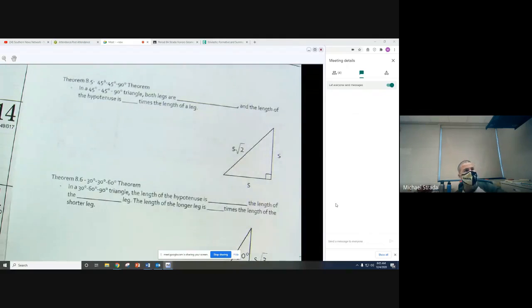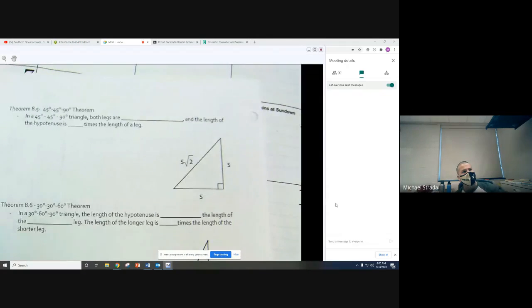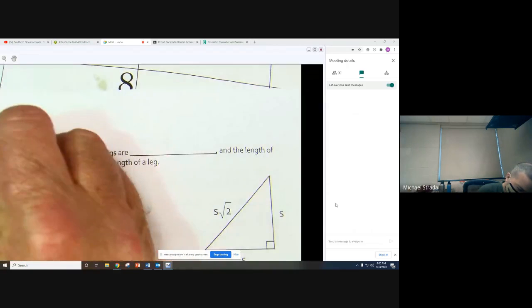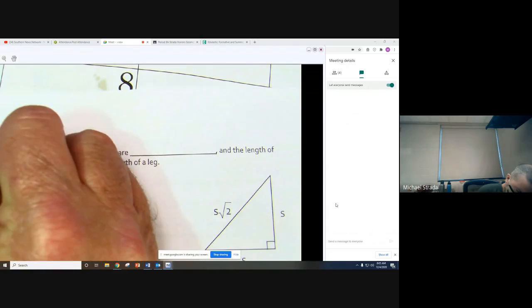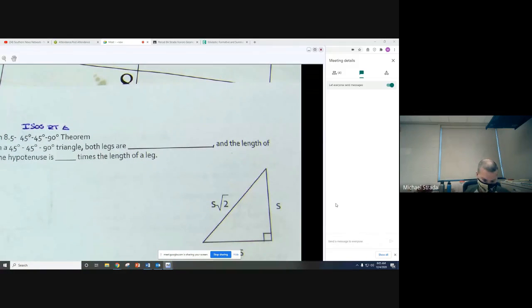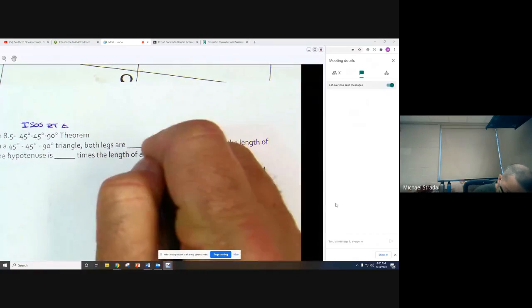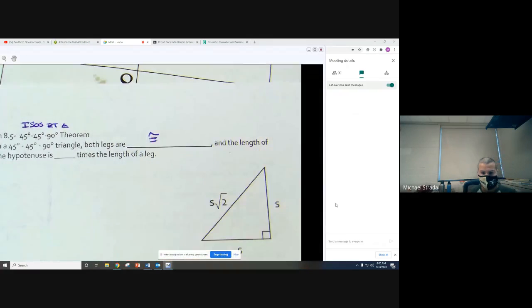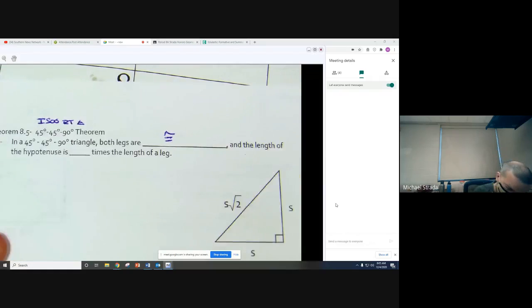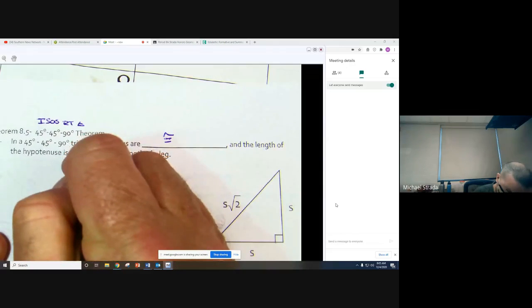If we flip it over and we want to fill in the notes, that is how we derive what is called a 45, 45, 90 right triangle, or an isosceles right triangle. In a 45, 45, 90 triangle, both legs are congruent, the isosceles part, and the length of the hypotenuse is root 2 times the length of the leg.